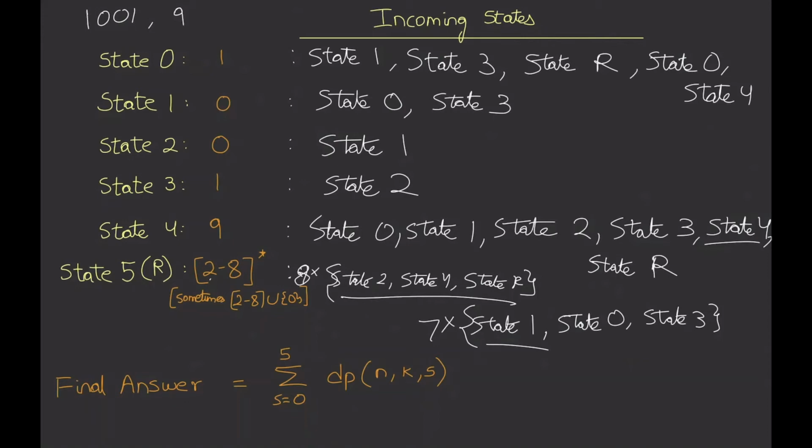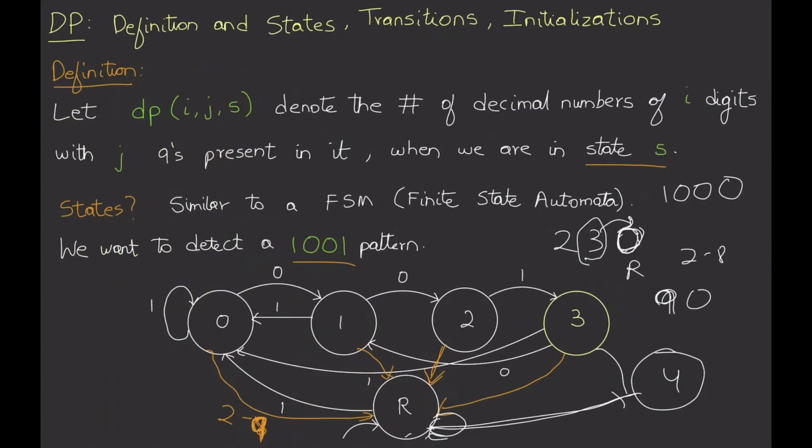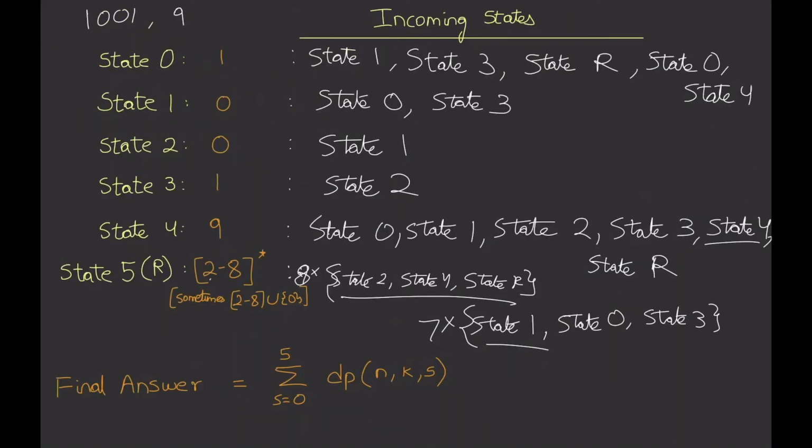Now based on this definition of DP[i][j][s], and based on the states that I have, my final answer that I need is essentially, for all possible states s equal to 0 to 5, the summation of DP of N, K, S. Here it means n digit numbers with k nines, and I'm in state S. Initially, at the starting, I could be at any state. Hence I take the summation of all these states.